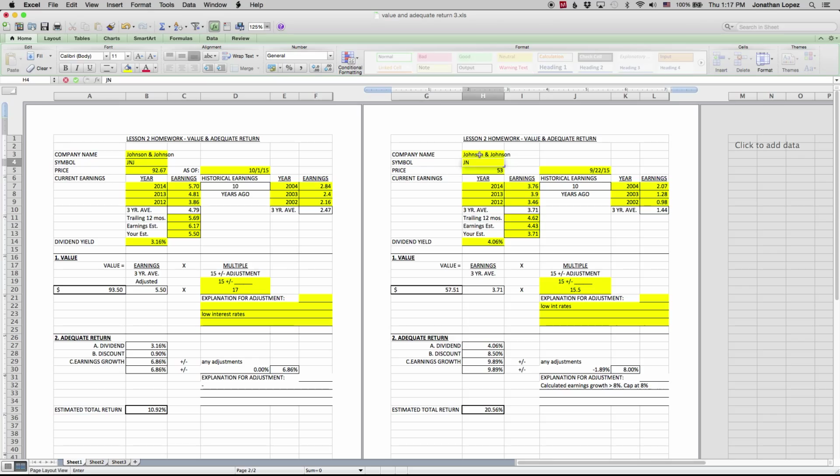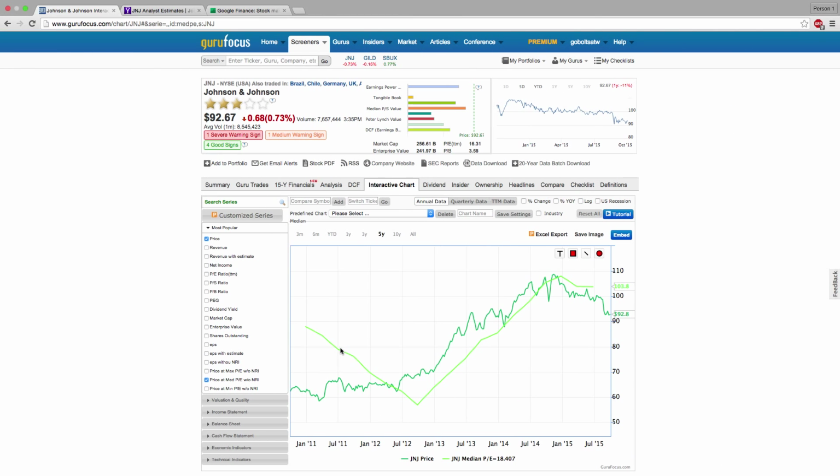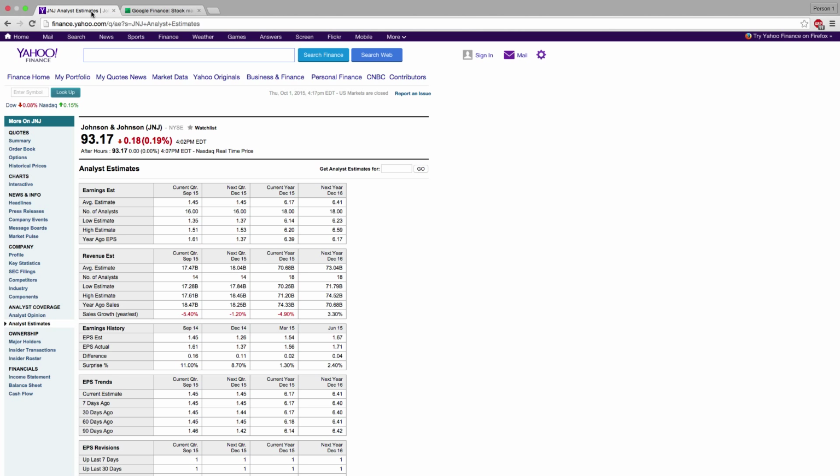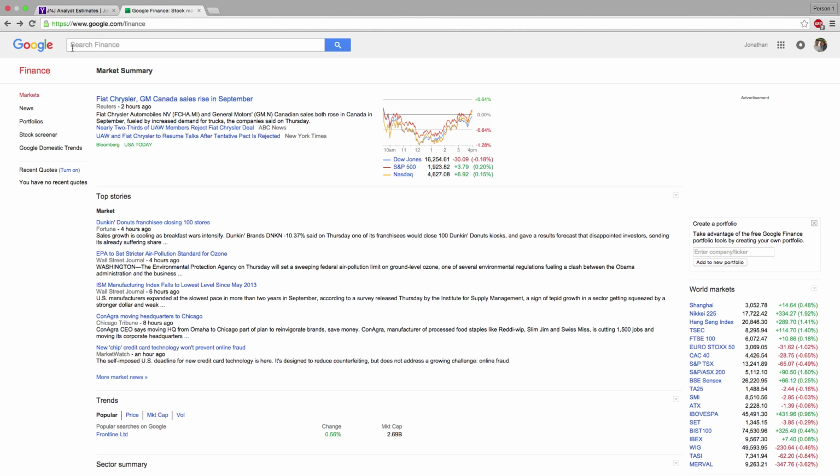Okay, JNJ. So the price is the same as of October 1st. And so let's see where we can get these earnings numbers. So if we go to, we can't use gurufocus, we said. So just using Yahoo and Google, I'm going to go to Google Finance. I'm going to put in my symbol.